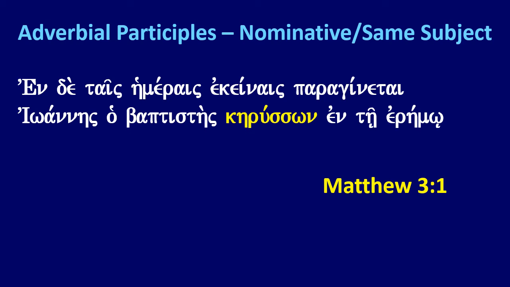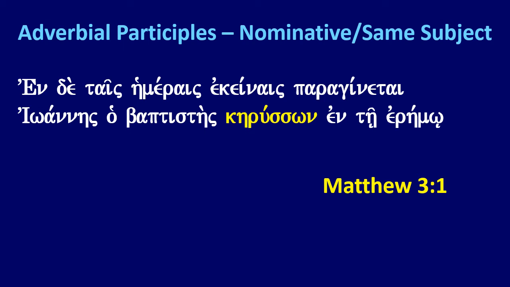I'm digressing again. Let's go back to kerusson here for a moment. This again describes the manner in which John came, so it's working together with paraginetai, "he came." And notice that Ioannes ho baptistes is all nominative. The article is nominative case. Baptistes is nominative case. In fact, even Ioannes is a nominative case form. So kerusson, being the participle here that tells us more about how John came, adopts the same case as the person who is the subject or the actor doing the coming. So it's nominative case, and it's also singular.